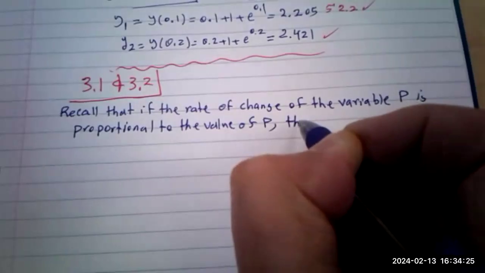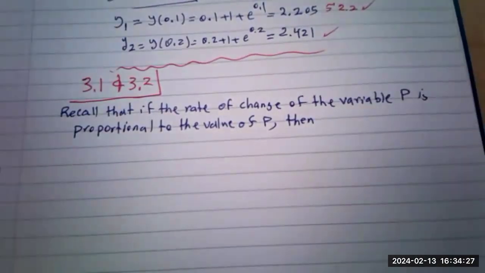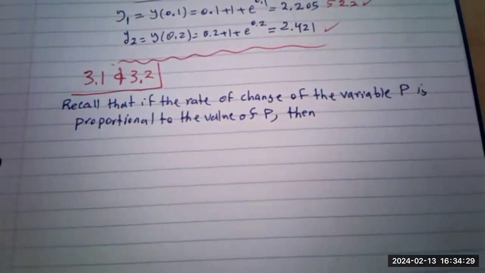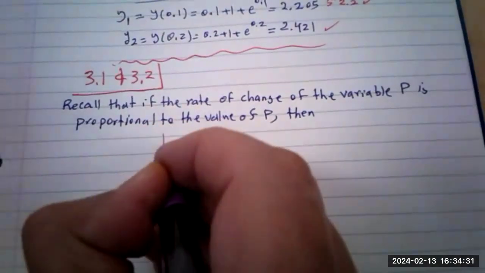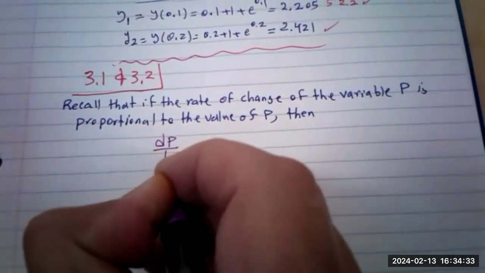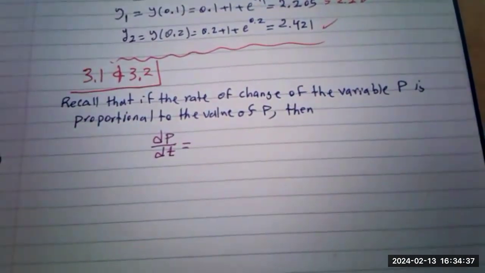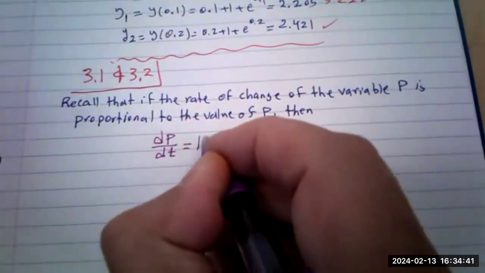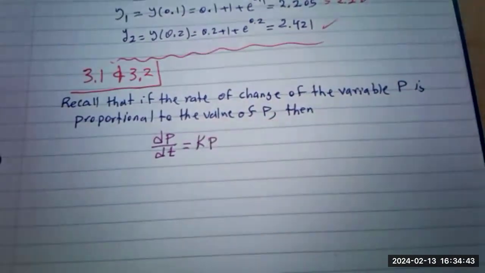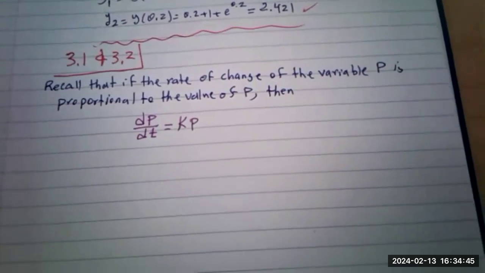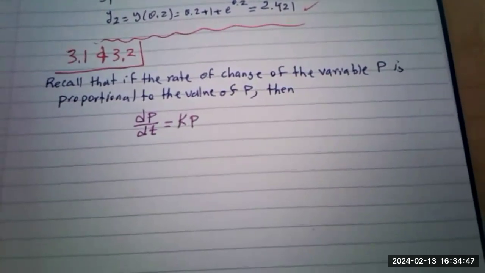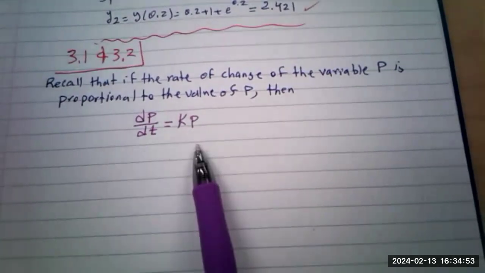This is what we mean. Rate of change is the derivative. Variable is P. So rate of change, dP/dt, proportional to the P means it's a portion of the P, a fraction of the P. So it's k times P. That's the model: rate of change of the population, unemployment, money in your bank. So this is going to be the case.